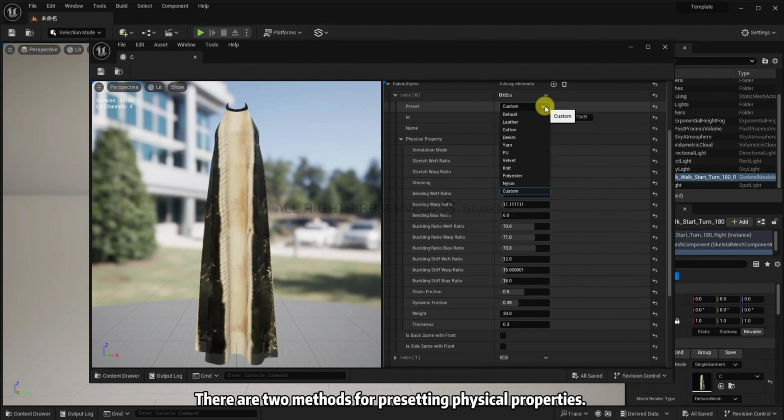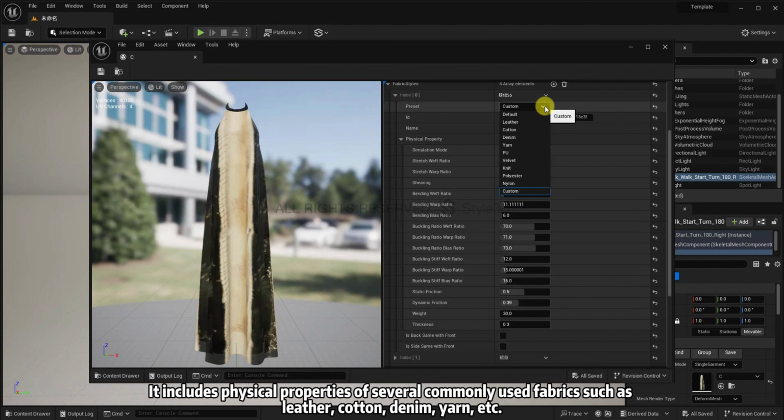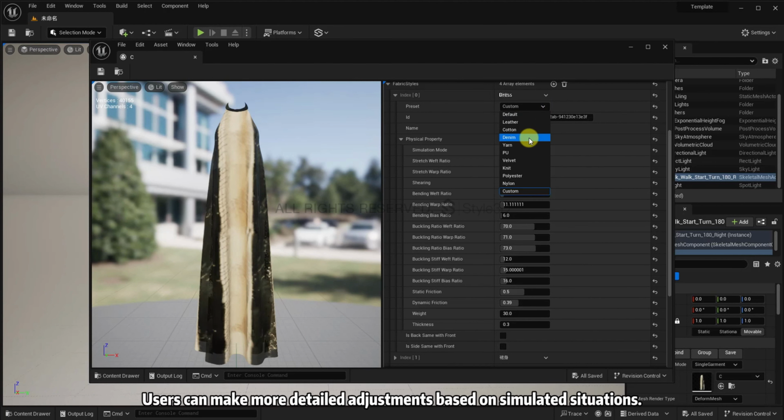There are 2 methods for presetting physical properties. The first is to directly use the official preset parameters in the simulator. It includes physical properties of several commonly used fabrics such as leather, cotton, denim, yarn, etc. Users can make more detailed adjustments based on simulated situations.